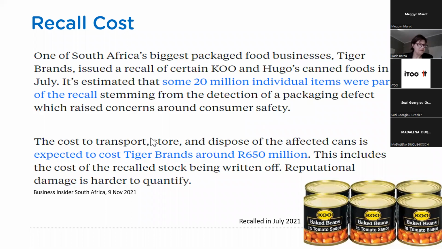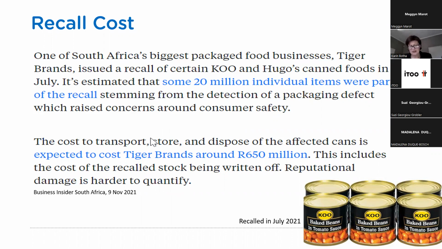So this was an article that they published in the Business Insider South Africa last year. And it really is just to say that obviously everyone knows there's a cost involved. But if you think about the iTOO recall that they had, it was Tiger Brands. They had to get 20 million individual items back, and it cost them around 650 million rand. And that's estimated, so it could have even been more.